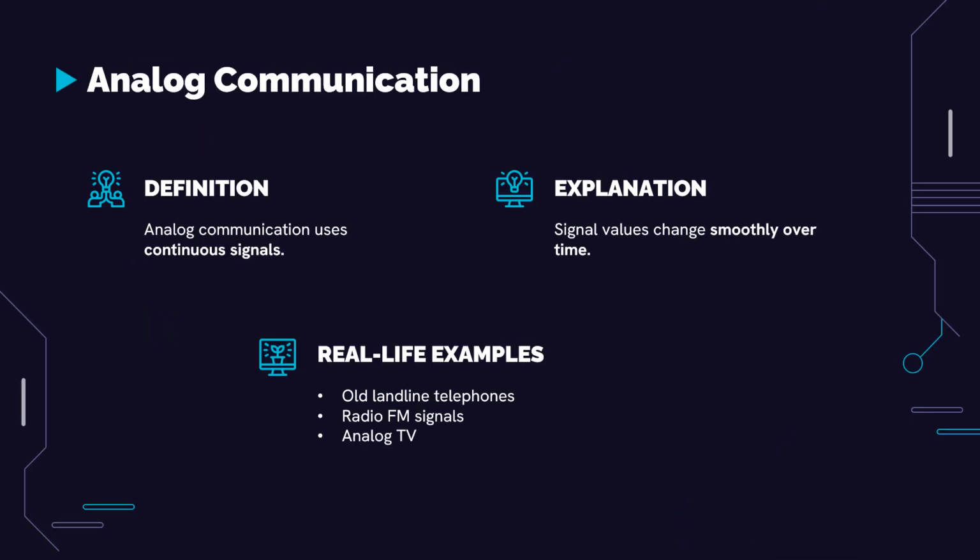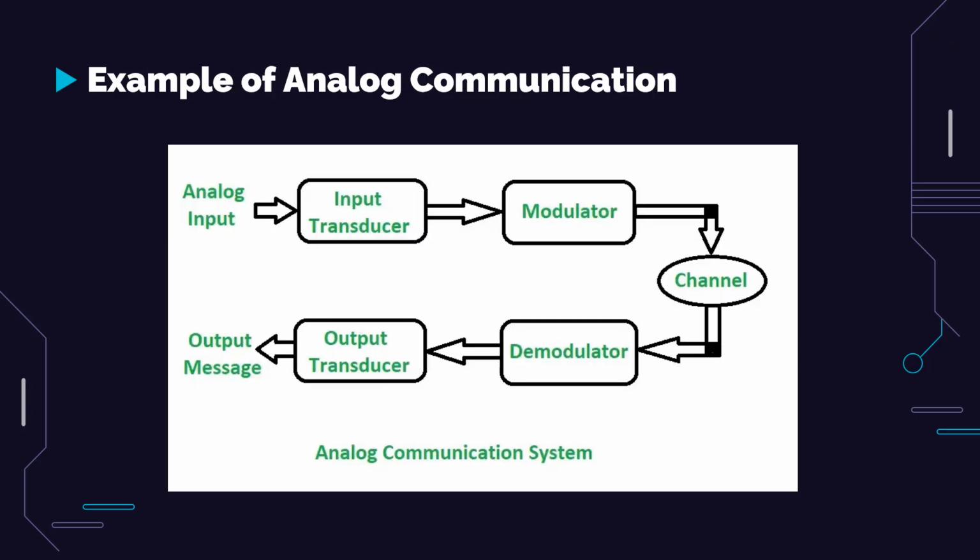Analog communication uses continuous signals, meaning signal values change smoothly over time. Real-life examples are old landline telephones, radio FM signals, and analog TVs. An example of analog communication is the human voice, which is analog because it changes continuously, and old telephones transmitted voice as analog signals. You can see in the block diagram of analog communication.